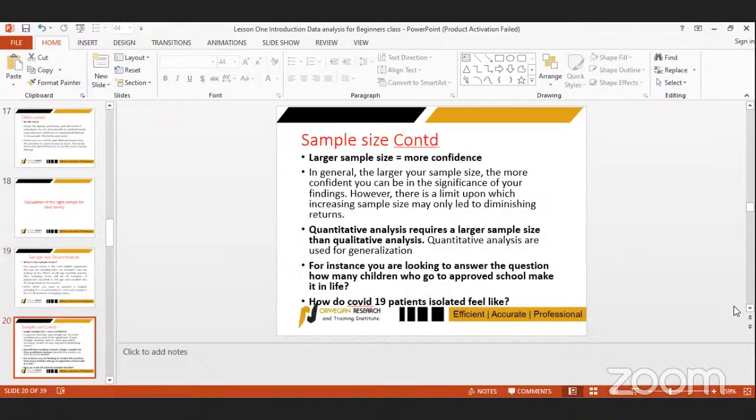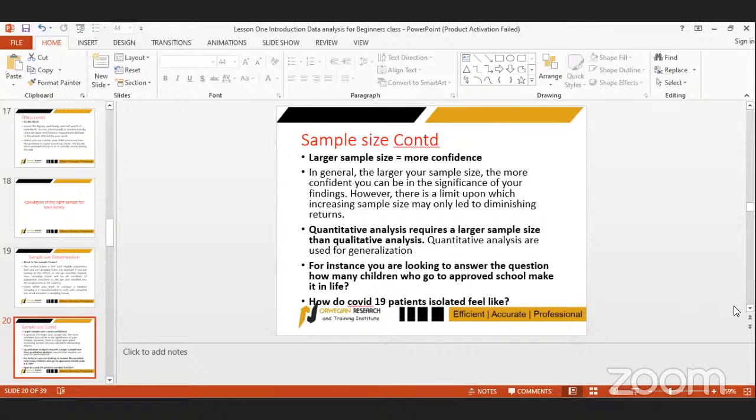So let's look at the sample size. A large sample size simply means you will have more confidence in the information you report. In general, the larger your sample size, the more confident you can be in the significance of your findings. However, there is a limit beyond which increasing your sample size only leads to diminishing returns, which means you need to work with the right sample size in any study.